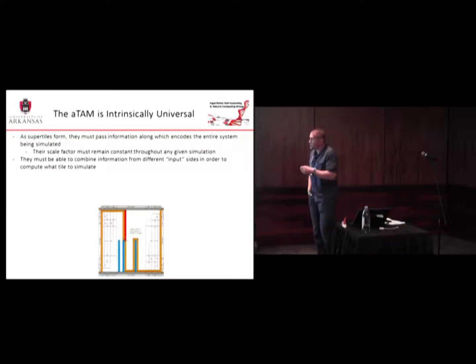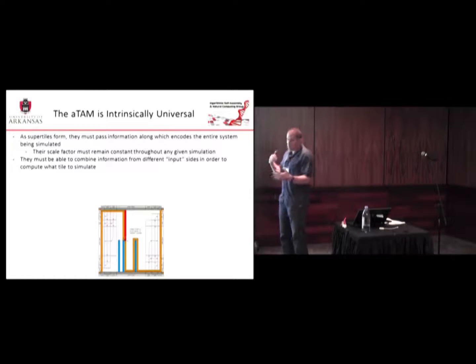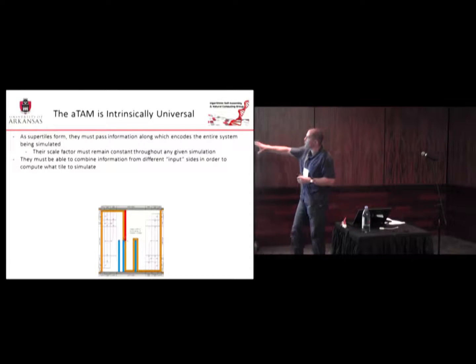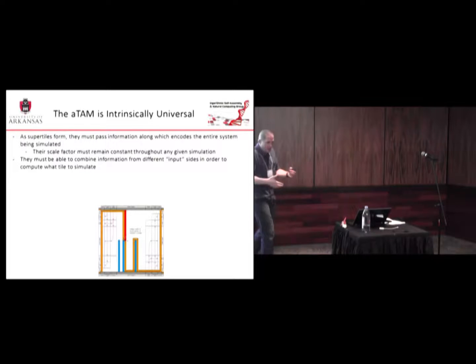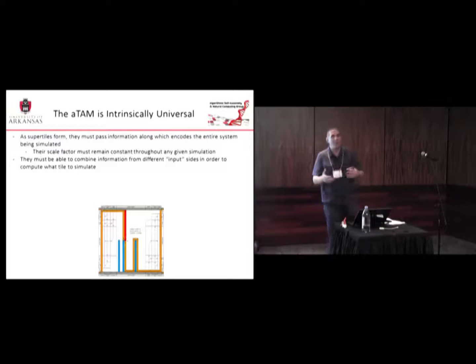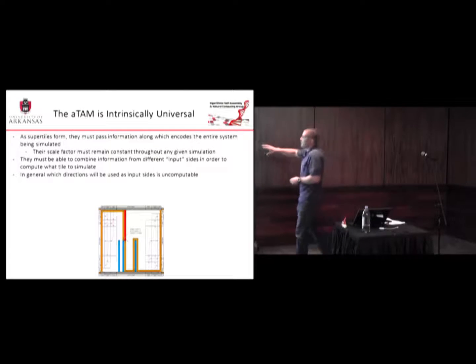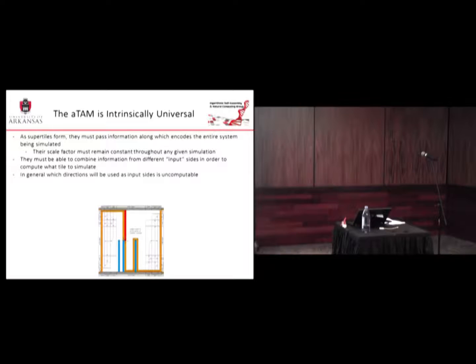Okay, so the important thing here is that, as we saw from the really brief example I gave before, tiles could have different input sides, and as our super tile grows, it has to be able to aggregate information from different adjacent super tiles, bring it together, and perform a computation to figure out what type of tile it should be simulating. But it turns out that in general, it is uncomputable to know, given a particular type of tile or a location, which sides will be input of a tile that eventually gets placed there.